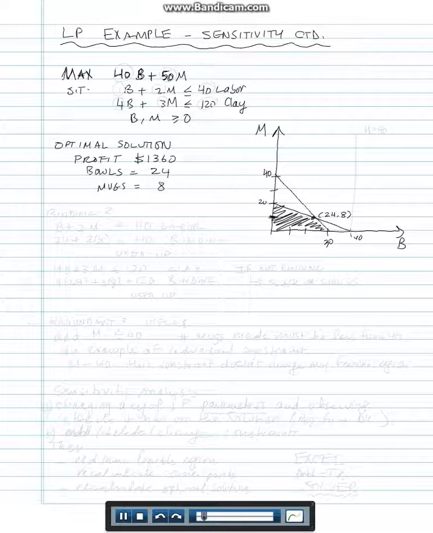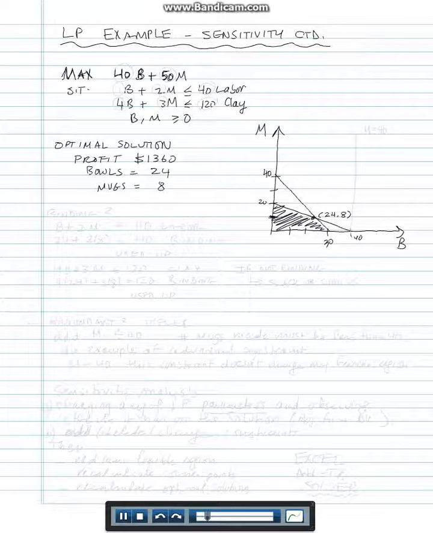Subject to, and we have two constraints: B plus 2M is less than or equal to 40, the labor constraint; 4B plus 3M is less than or equal to 120, clay, and the non-negativity constraint. And this is the feasible region. Now we need to check some things and do some sensitivity analysis. So this is part 2, continuation of the problem.